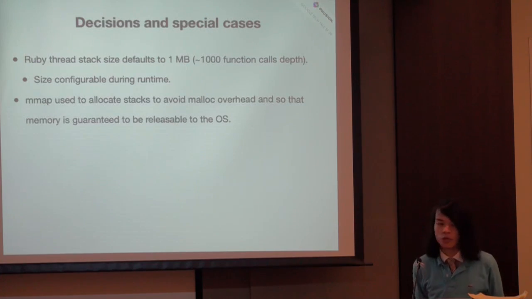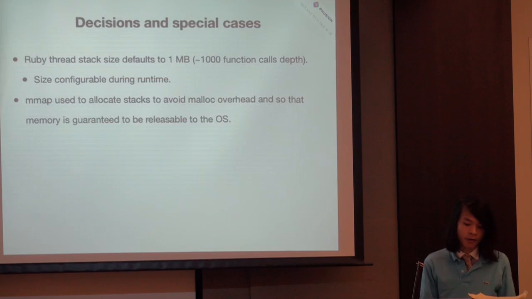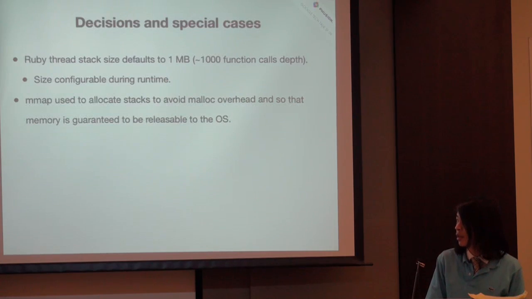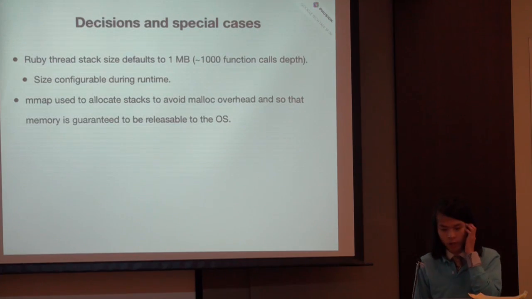Also, the decision has been made to use memory map instead of malloc, so that we don't have to incur the malloc overhead that Hongli just talked about, and so that the memory is guaranteed to be released back to the operating system as well.